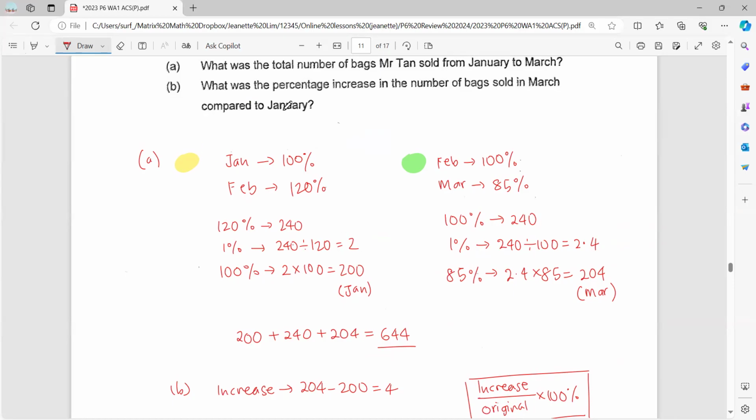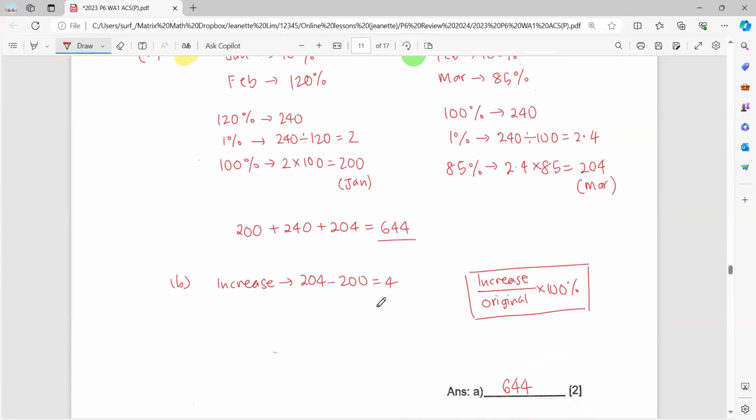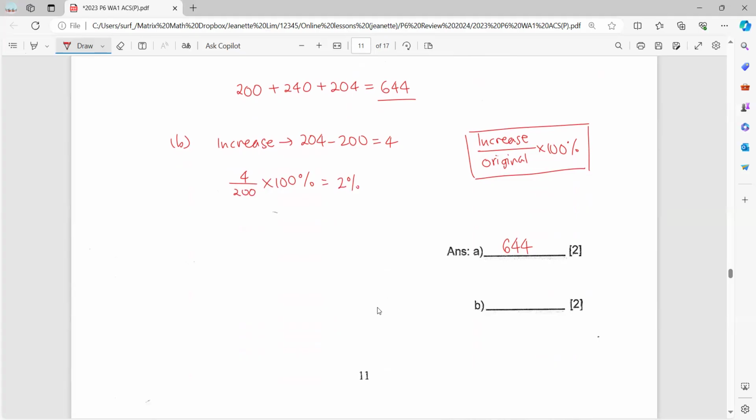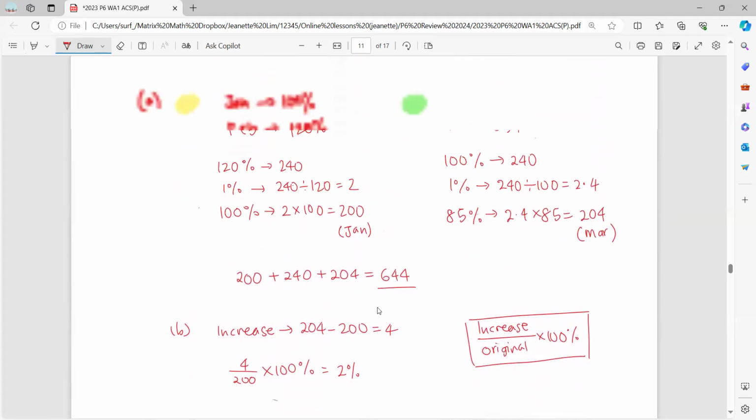But it says compared to January. So increase over original times 100%. This is 2%. So the answer is a 2% increase.